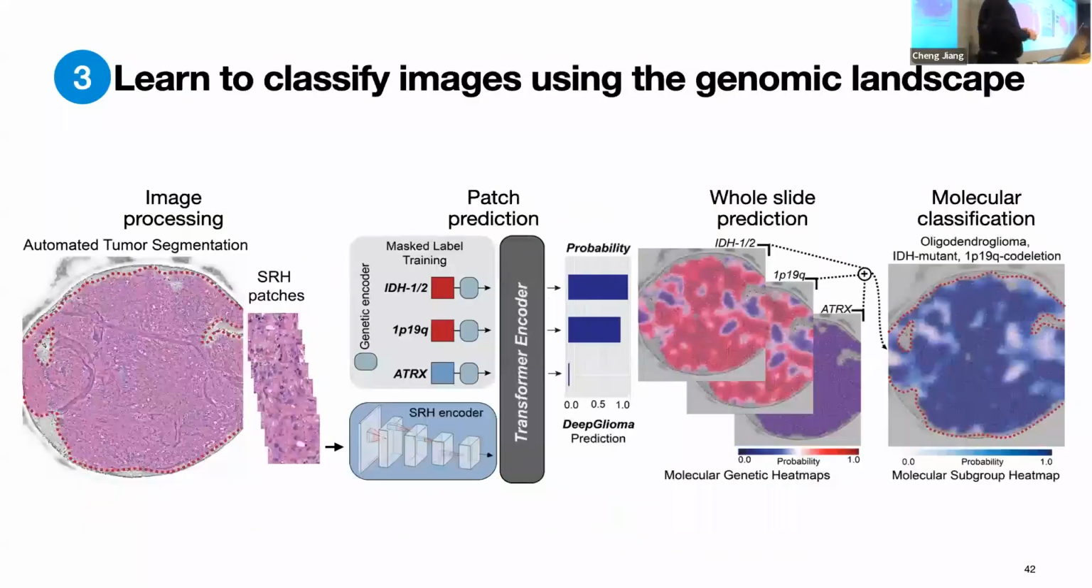Right. So once we learn these two components, we can put everything together. We have an image encoder and our learned genomic encoder, and we put all the components together and use a transformer architecture to help us predict the mutation of each subgroup. And once we have the classification for each subgroup, we can combine all of them together to have an overall molecular diagnosis.